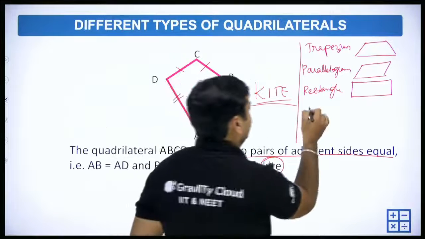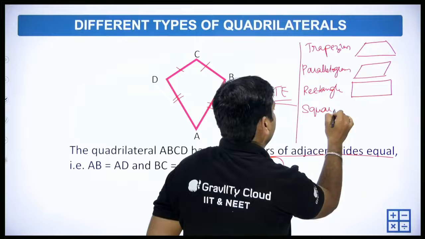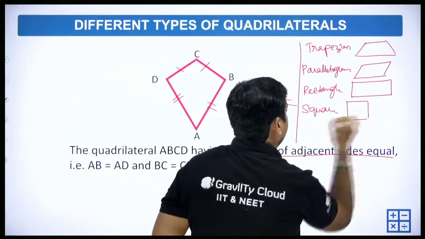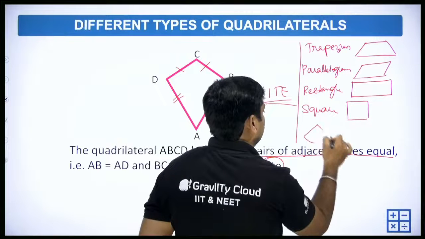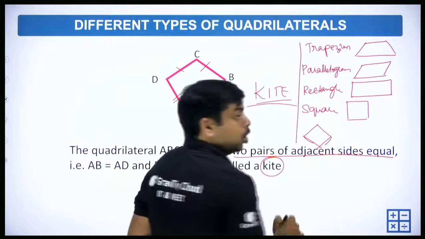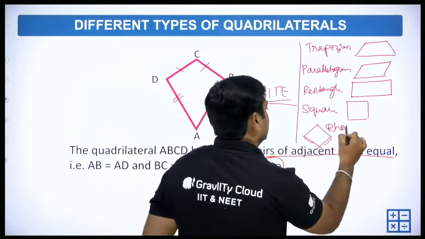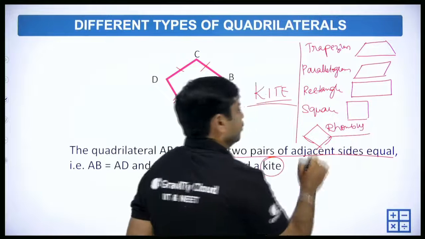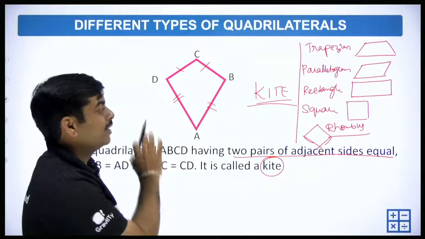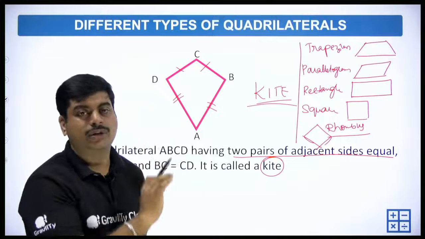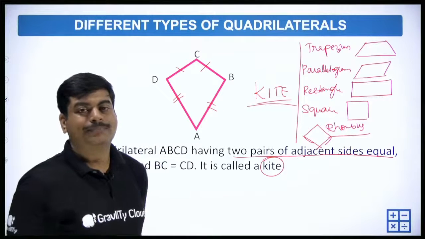When all the sides are equal and all the angles are 90 degrees, we say that is a square. And this diamond shape, where adjacent sides are equal but the angles are not 90 degrees, we say is a rhombus. And from the rhombus, now we are discussing the kite shape. So these are all the different quadrilaterals that we are learning in this chapter.